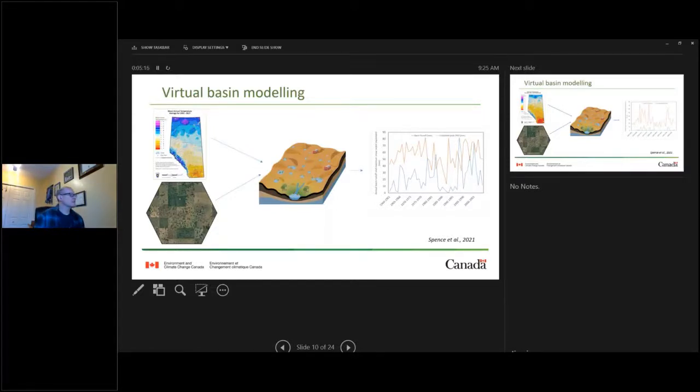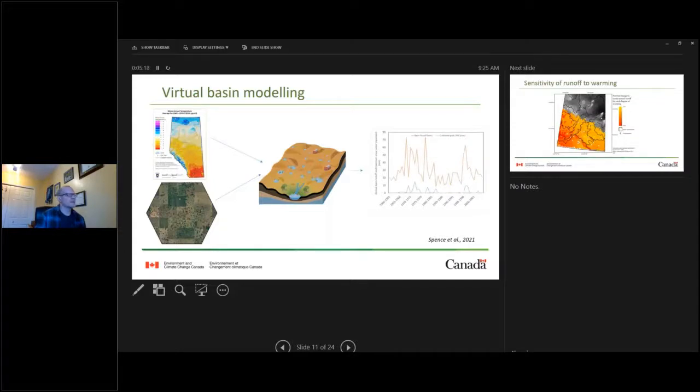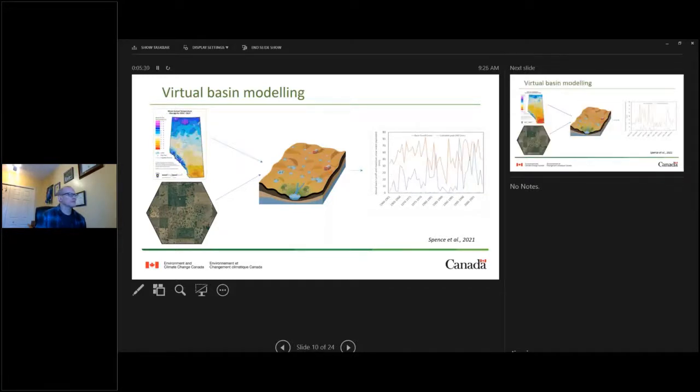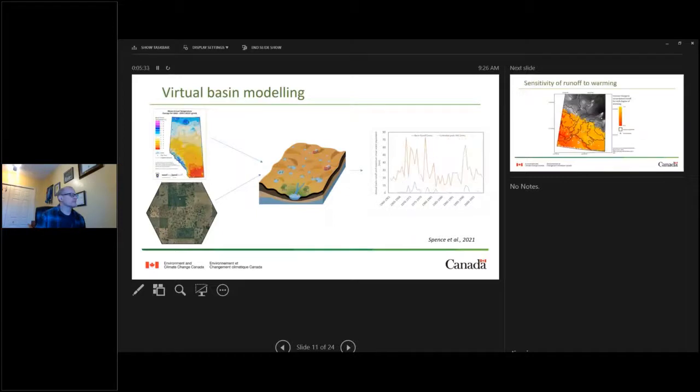And then if we change something, if you look on the left-hand side, we warm up Alberta, that's what it's expected to do. We can sort of see what might happen to basin runoff. And if I switch back and forth between the slides, you can sort of see the difference that might be expected with that kind of change.